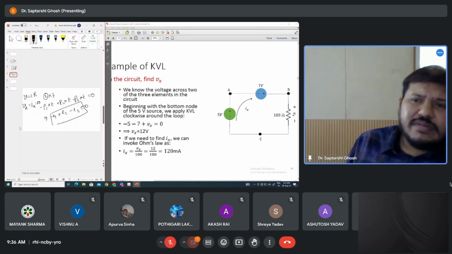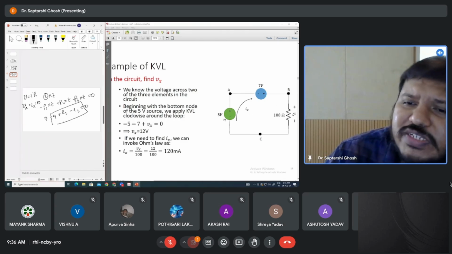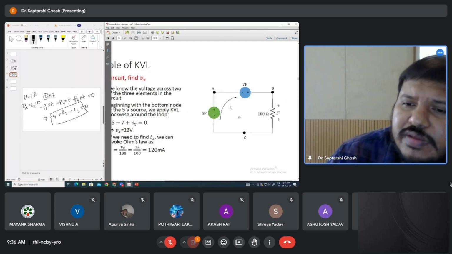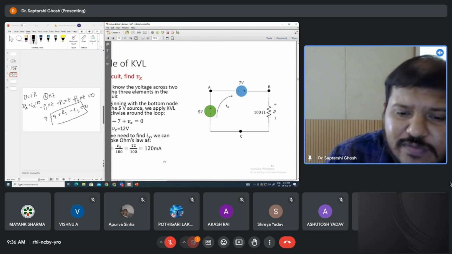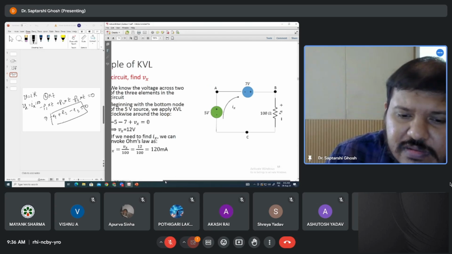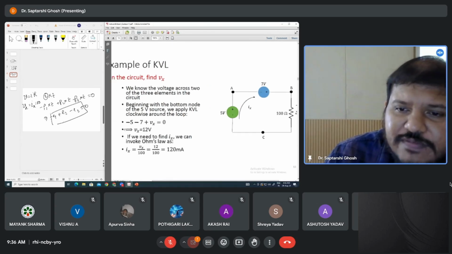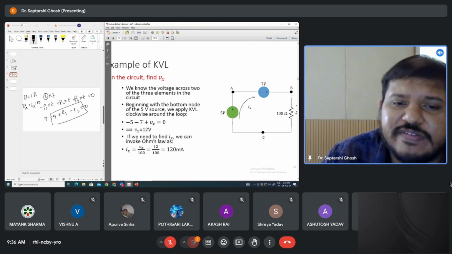Okay, now let us move in clockwise direction. Let us first start with this green. If you move in clockwise direction, what is the sign you are encountering first? Minus sign. So minus 5 volt. Then what is the sign you are encountering first? Minus 7 volt.